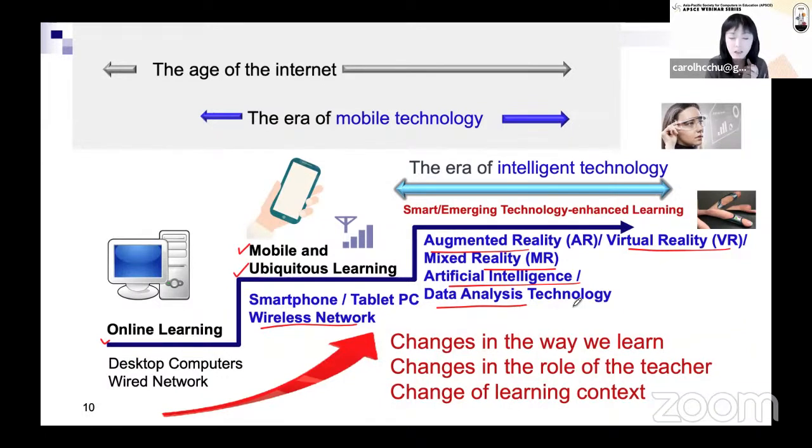So what we face today is a very big change. The first change is that the way we learn is totally different. After this year, after ChatGPT 4, 5, it is a totally different era. There is a change in the role of the teacher, and we change the learning context. So there are so many changes here, and we face at least three types of change.